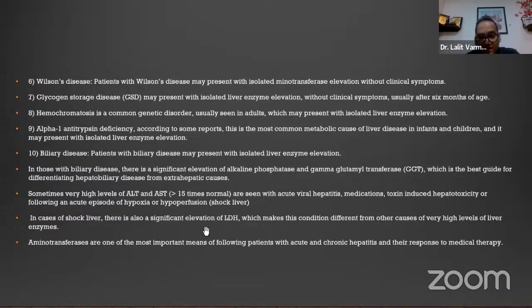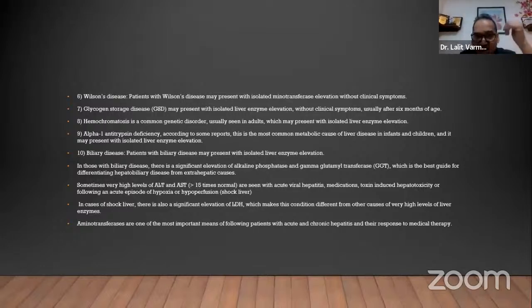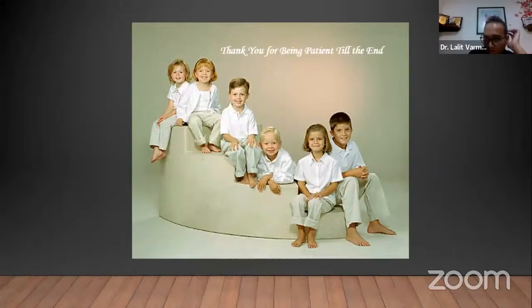Aminotransferases are one of the most important means of following patients with acute and chronic hepatitis and the response to medical therapy. So once we do it, we should repeat it. Sometimes with UDCA it can go normal, but we have to make sure that we bring them back after 2 weeks or whenever it's required and repeat the LFTs and see. Some of these conditions will have a waxing and waning pattern of the SGOT, SGPT. So definitely we should do a complete enzyme workup in all of them. That was all about it.